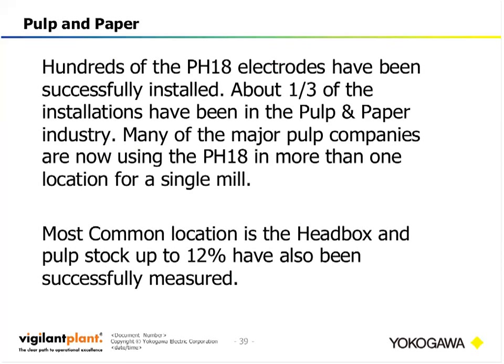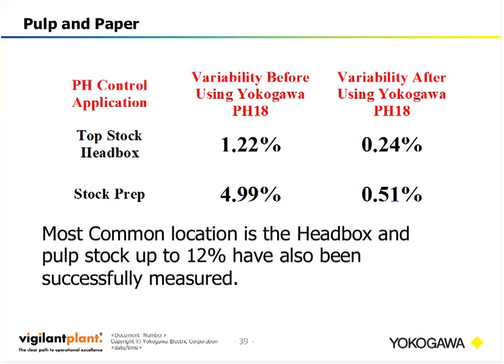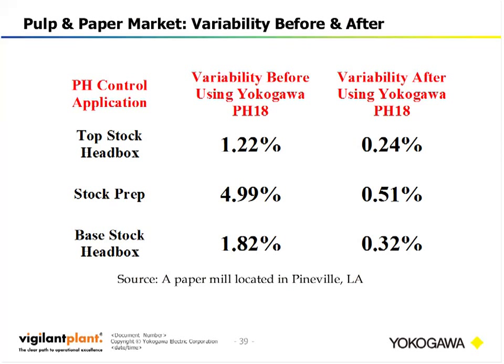Unexpectedly, the pH-18 has been extremely popular within the pulp and paper industry, obviously because of its stainless steel rod design. The pH-18's ability to resist fouling and its structural strength lend itself to paper machines and pulp stock applications. We've seen pulp stock applications up to 12% successfully addressed with this pH sensor. This shows one of the test site locations we've had, and some of the variability they saw in the pulp stock when using a standard reference electrode, compared to after they started using the pH-18.